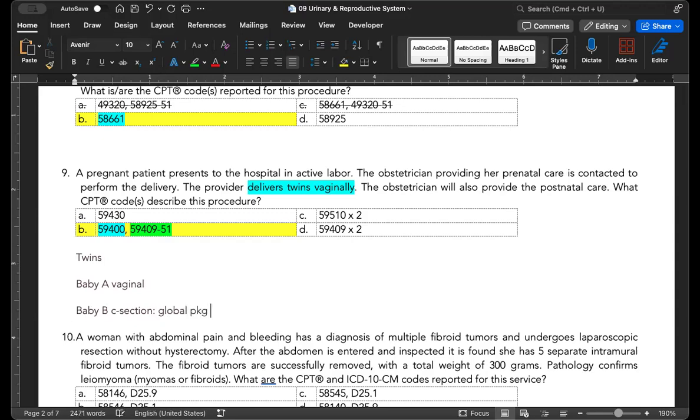Okay. So that's going to actually be a 59510 for baby B. And then baby A, we're going to say we're only doing delivery only. And then that's going to be a 59409 with a 51 because it's multiple procedures. So, yeah, it's one of those things.